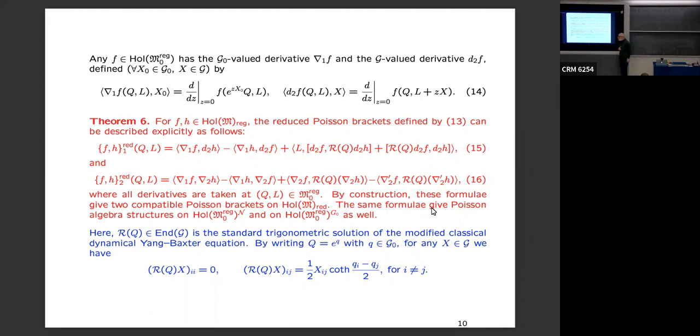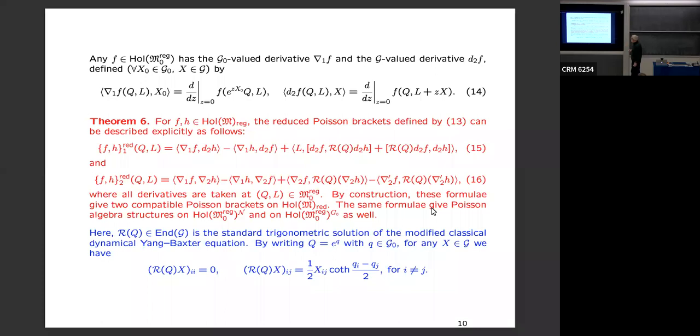Okay, so the same R-matrix appears in the reduced second Poisson bracket. This is similar to the Sklyanin bracket if this were constant, but it is not constant.